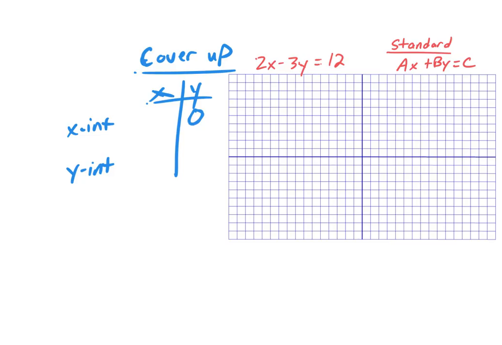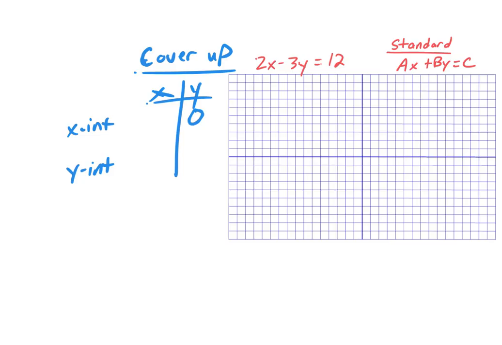Here's why I call it the cover-up method. We're going to take 0, we're going to plug it in for y. 3 times 0 is still 0, okay? And because this is 0, I'm going to cover it up. We don't need it anymore. It's going to be gone. 0 doesn't really help us, doesn't do anything, right? It's just 0. So my equation is really left with 2x equals 12.